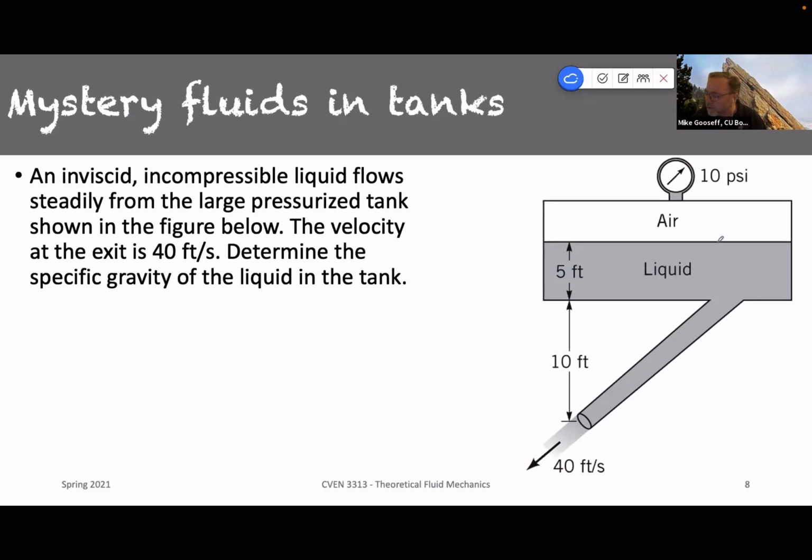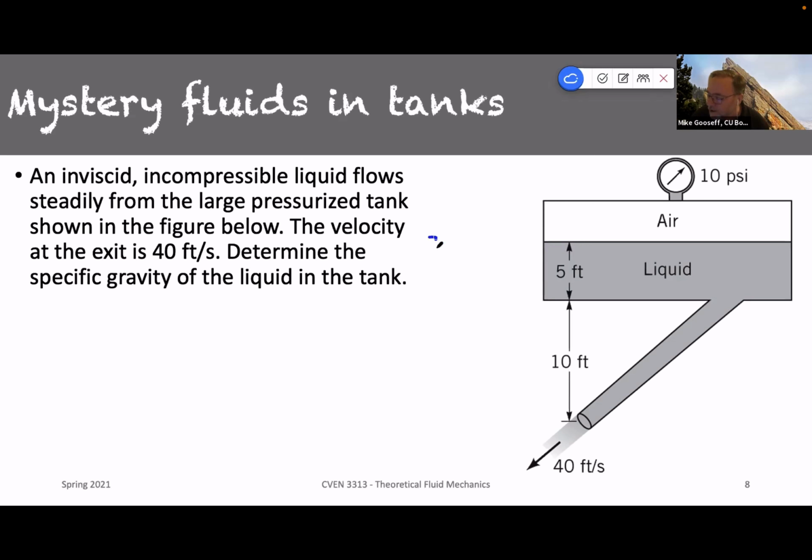So the question is: an inviscid incompressible liquid flows steadily from a large pressurized tank shown in the figure here. The velocity at the exit is 40 feet per second. Determine the specific gravity of the liquid in the tank.